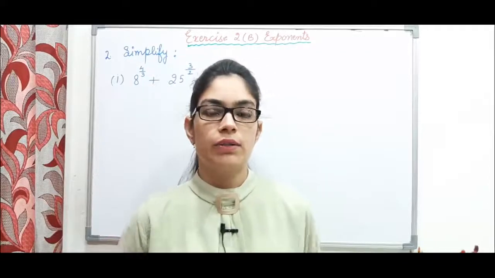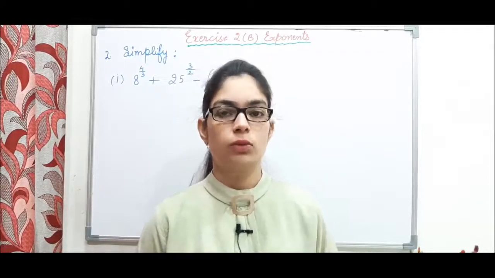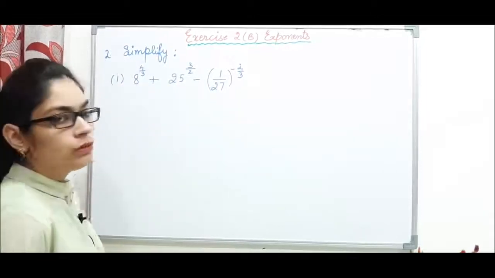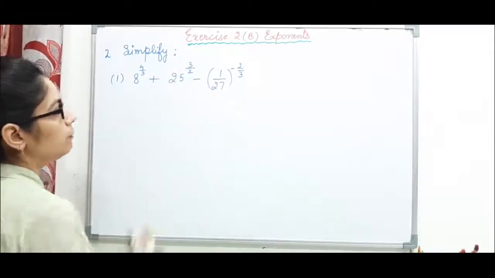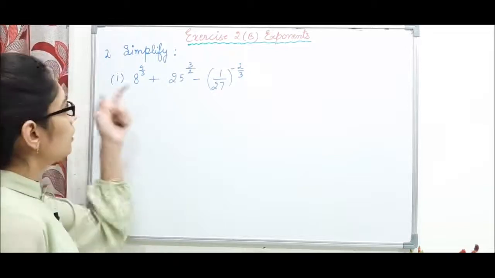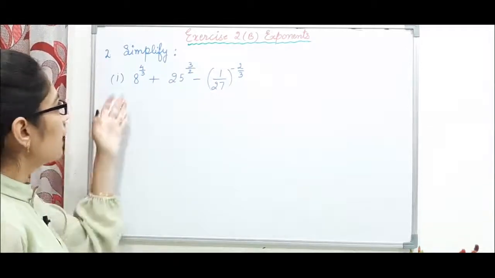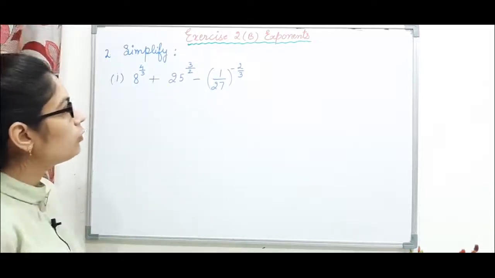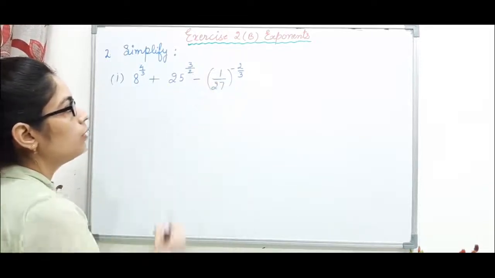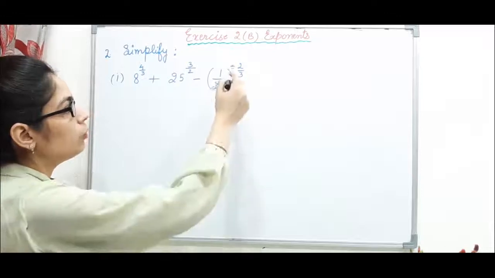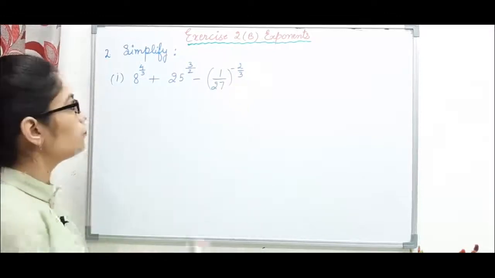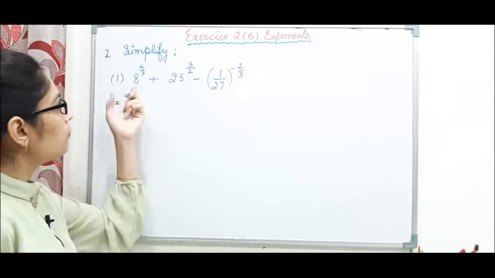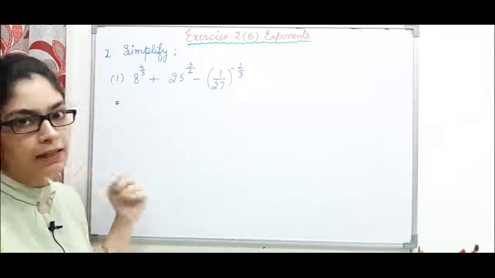Let's start question number 2 of exercise 2B, exponents. In the second question we have to simplify this. Three parts are there. The first part is 8 to the power 4 by 3, plus 25 to the power 3 by 2, plus 1 by 27 whole power minus 2 by 3. So you can see the numbers and their powers are fractions.